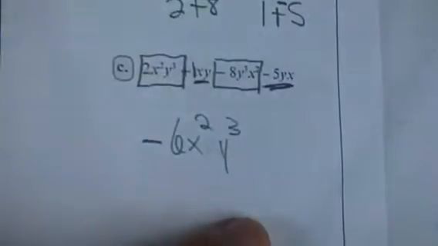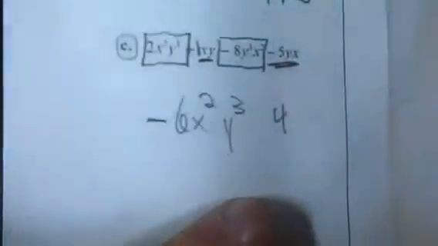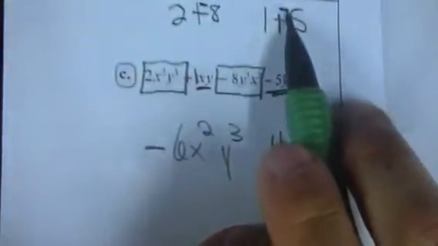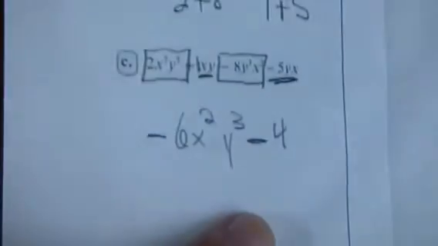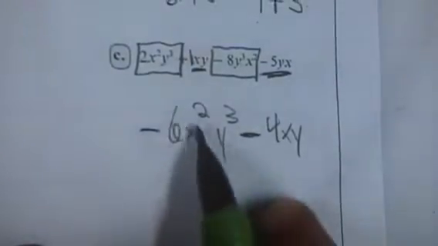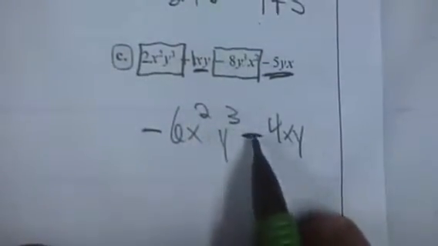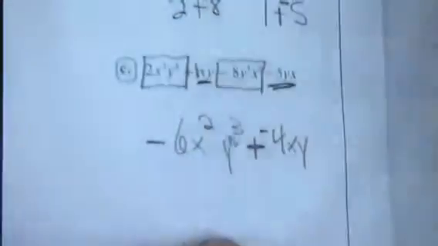Same signs add and keep, different signs subtract. So I subtract those two. 5 minus 1 gives me 4. Take the sign of the higher number. That is a minus. 5 is larger. So this is minus, or a negative, 4xy. Okay? 1 minus 5 gave me this negative 4. So I've got 6x squared y to the third minus, or this is the same thing as plus negative 4xy.